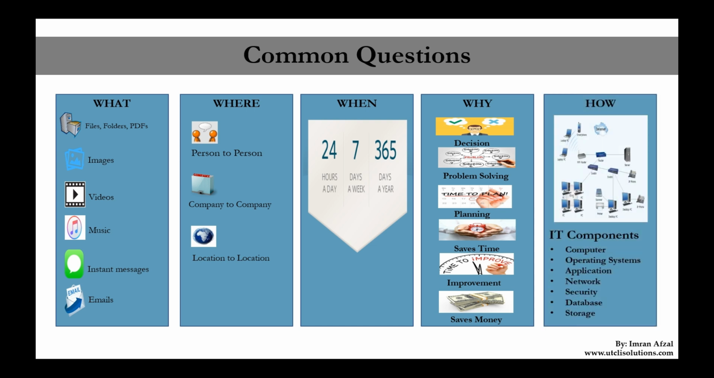Now, we all know all these four things. Now, how are we sharing that information? That's where comes the technology. We need IT components to make that what, where, when, and why happen. And those IT components that you need to transfer information are computers, operating systems, applications, and network security, database storage. You need all of these IT components and many more, by the way, to transfer information from one person to another. So, anyway, I hope now you understand completely the real meaning of information technology.